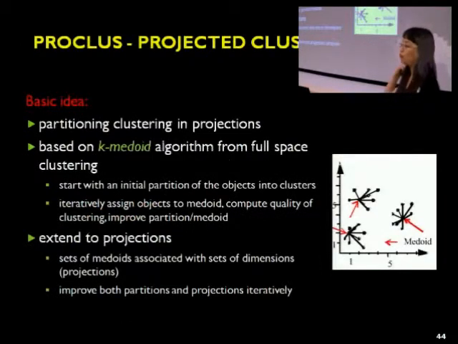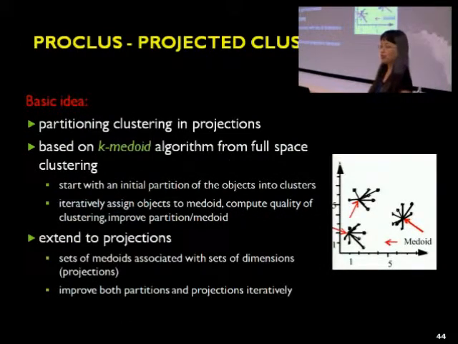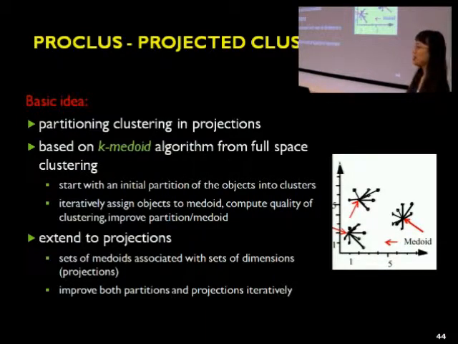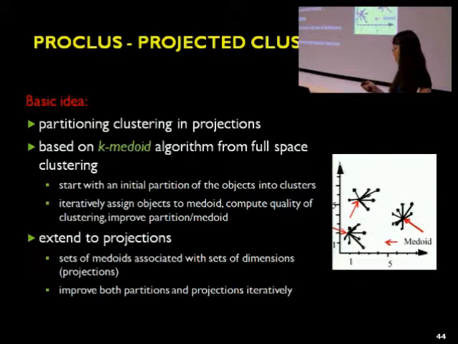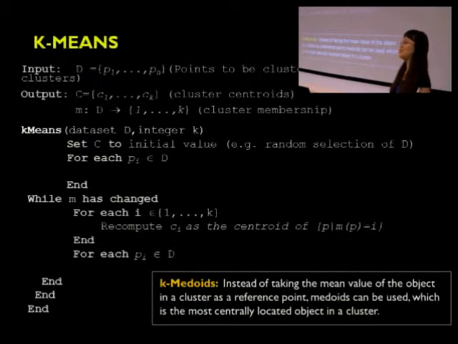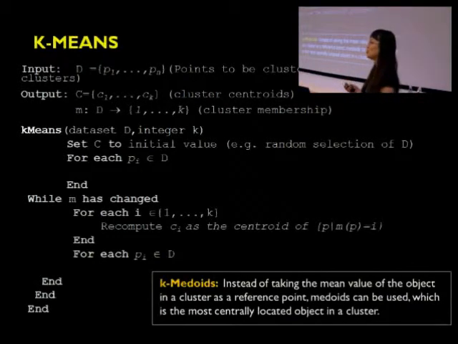So PROCLUS is the abbreviation of projected clustering. And the basic idea is an extension of the K-Medoid algorithm. I don't know how many of you are familiar with K-Medoid. If not, I'll first start with K-means, where you have a data set and you want your algorithm to find K clusters in your data. So what you do is you start from a random initialization. So you assign each of your objects a random cluster label.